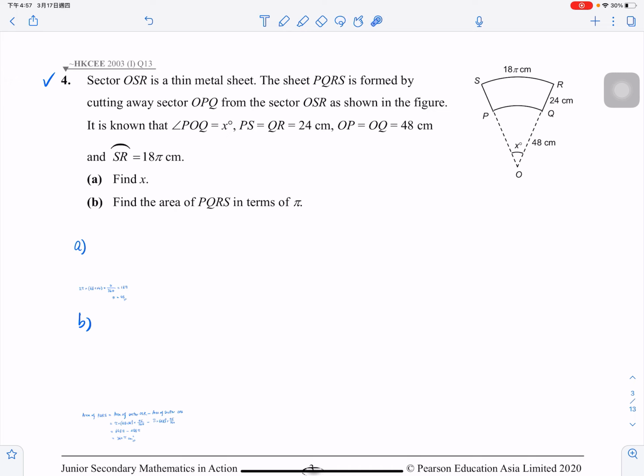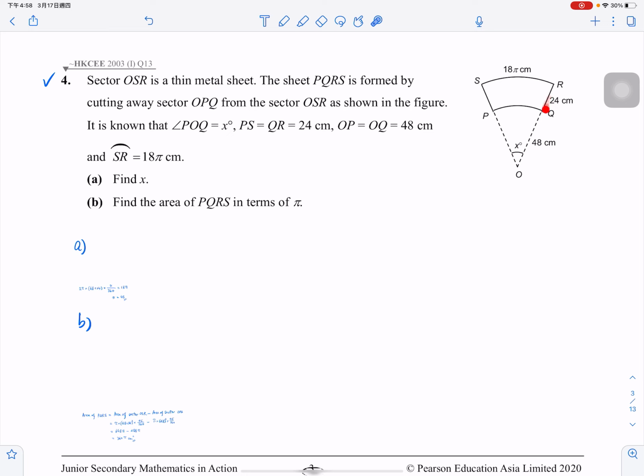Now, sector OSR, that means the bigger sector, okay? It's a thin metal sheet, sheet PQRS, formed by cutting a sector OPQ from the sector OSR. Cut the smaller one from the bigger one. And you know that this angle is x degrees. This time, you don't know the degree x.